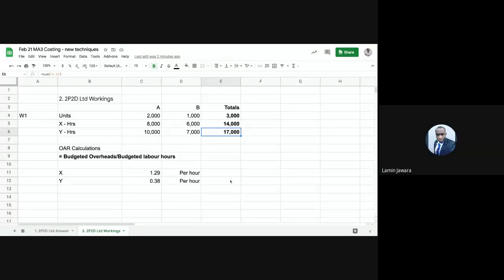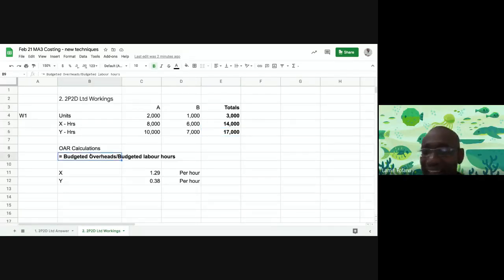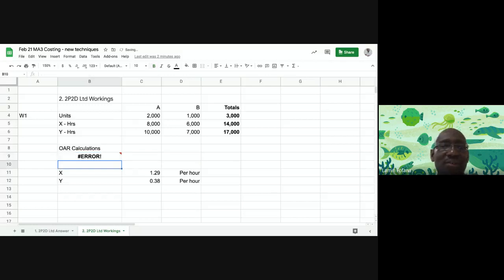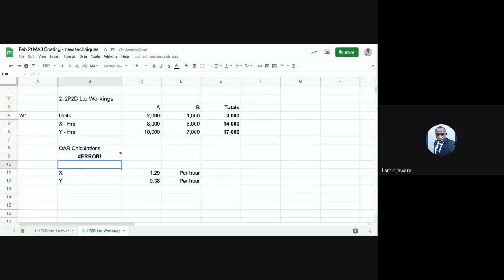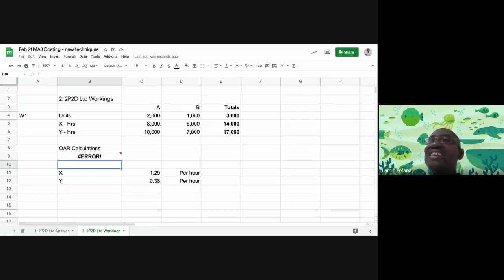And one thing also is this thing that you wrote, budgeted overhead divided by the budgeted labor hours. I tried to write it in my Excel, but it's showing me error. I don't know how to manage it. That's a good one. Because the reason is, you see the same thing here. Can you see? Yeah, this is what I'm seeing. That was a very good question, Jawara.